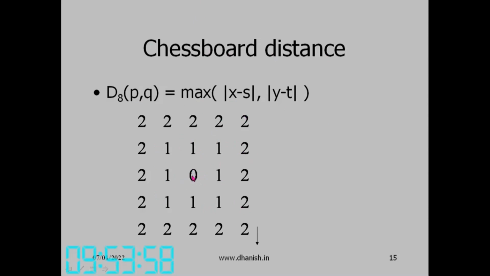And then to reach here, it can go 1, 2. To reach here, 1, 2. To reach here, 1, 2. So the king can move in 2 steps to all these squares. So the chessboard distance is 2. That is given by the maximum of the absolute value of x minus s and the absolute value of y minus t.